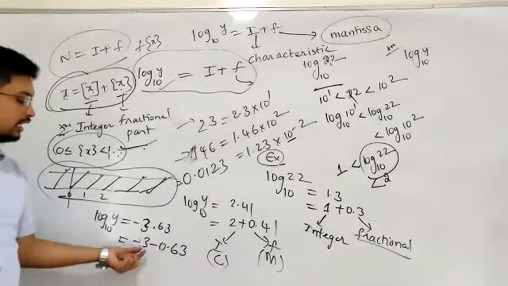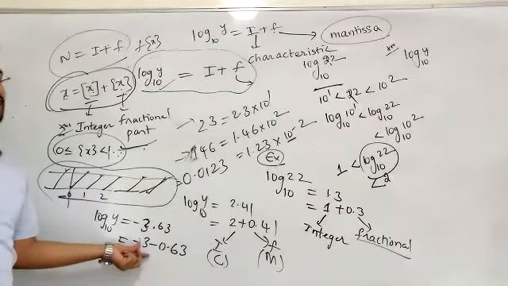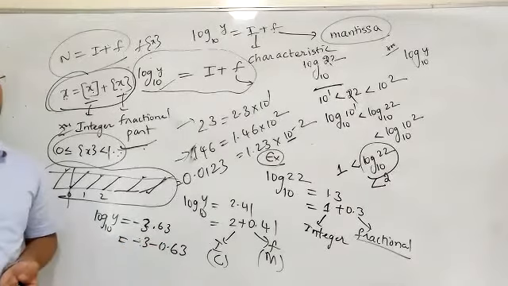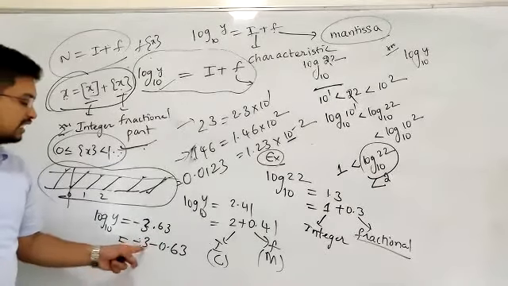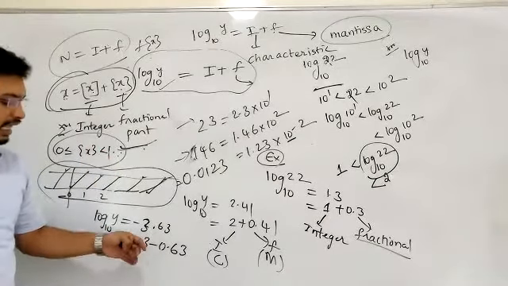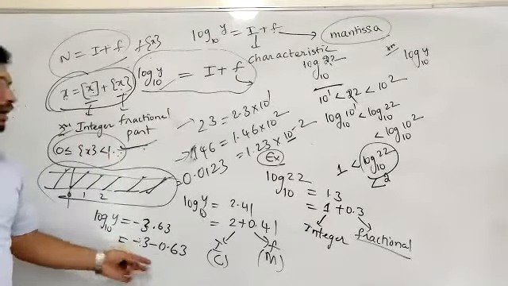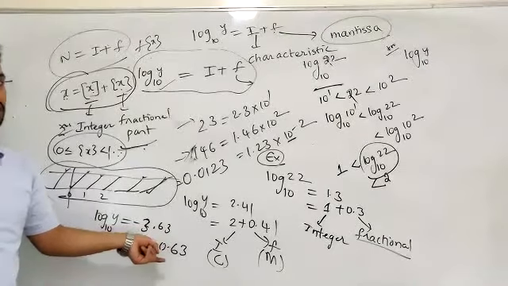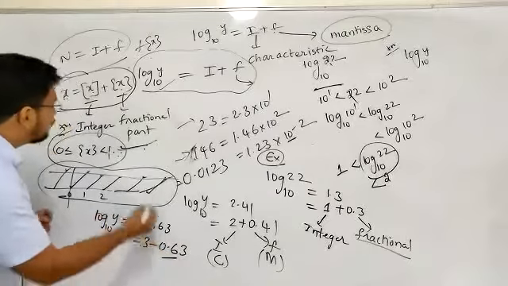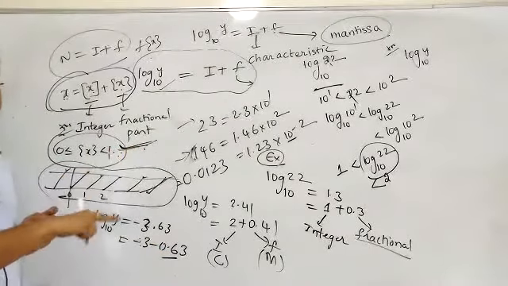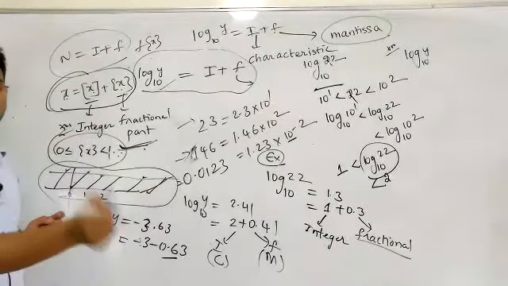Many people said -3 is the characteristic and -0.63 is the Mantissa. If that is the characteristic, the Mantissa becomes -0.63. Now can the fractional part of x be negative? You are making a fundamental mistake here. The fractional part of x is never negative.